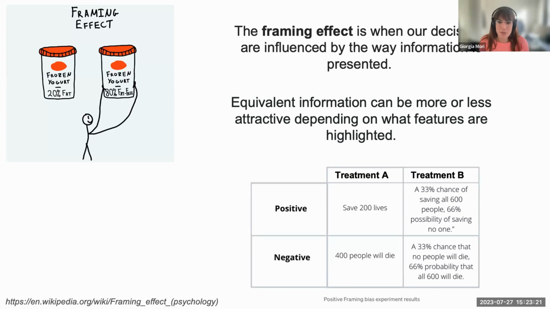Now, this choice was then presented to participants either with positive framing, so how many people would live, or with negative framing, how many people would die. And treatment A was chosen by 80% of participants when it was presented with positive framing. So you pick treatment A, you save 200 lives. And this percentage dropped to 20% when the same choice was presented with negative framing. So you pick treatment A and 400 people will die.